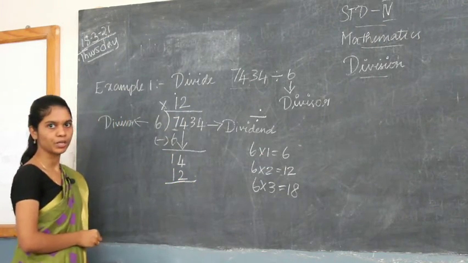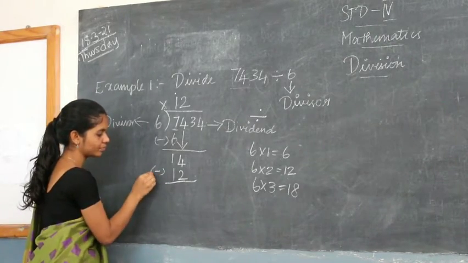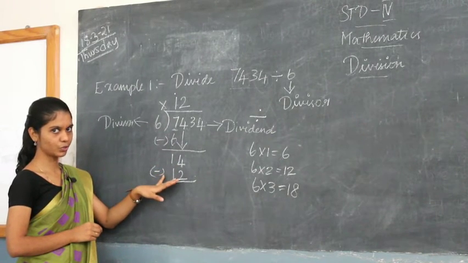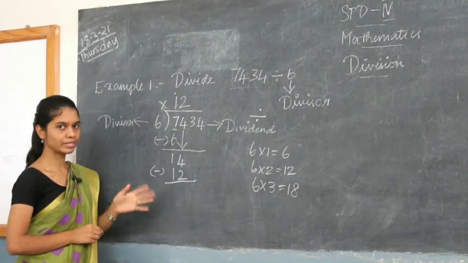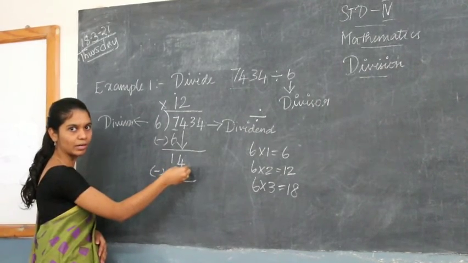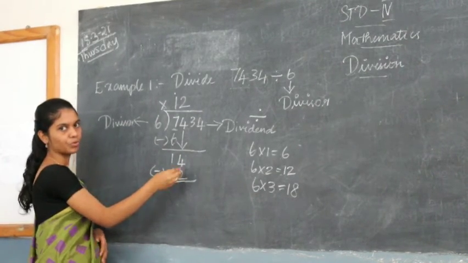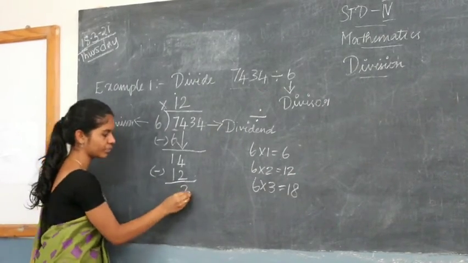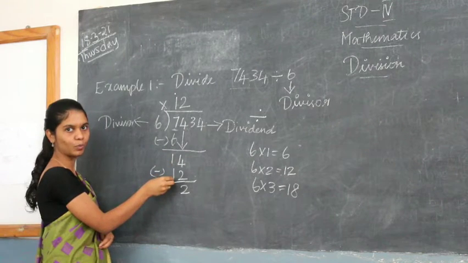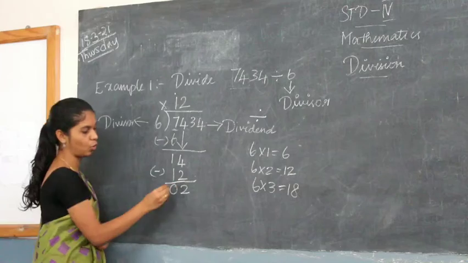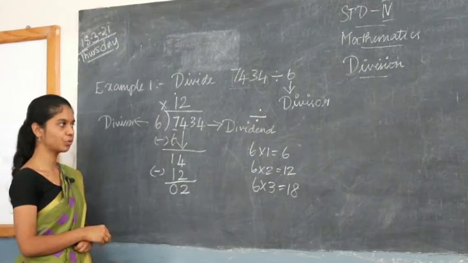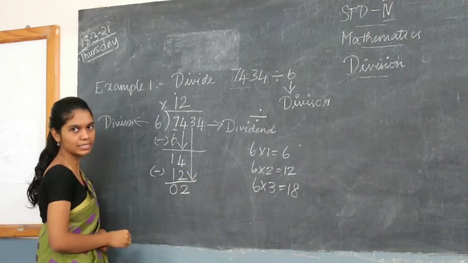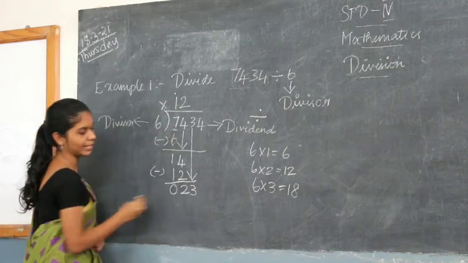Now you should subtract them. When you subtract here, this is a 2-digit number and down also you have a 2-digit number. In subtraction, you should subtract from the right corner. Here you have 4 and here you have 2. So 4 minus 2, remaining is 2. And here you have 1, down also you have 1. So 1 minus 1 is 0. Now, like the previous step, you will bring down the next number, which is 3. So you will put 3 down.